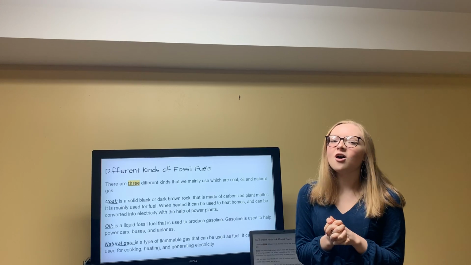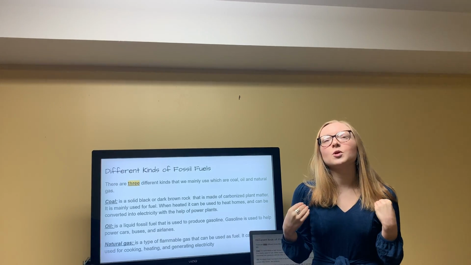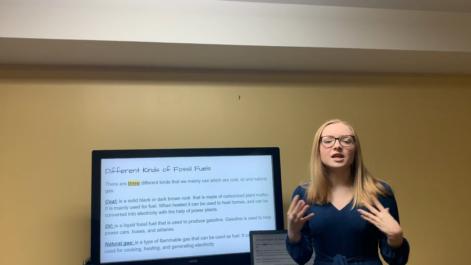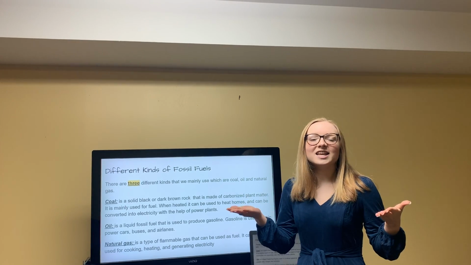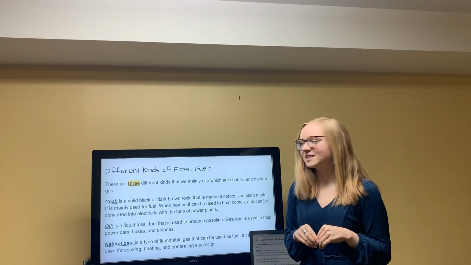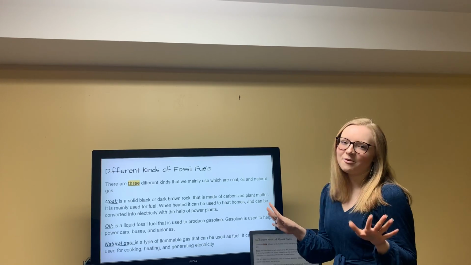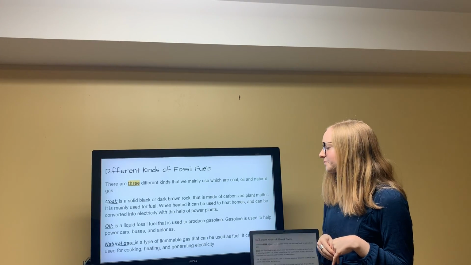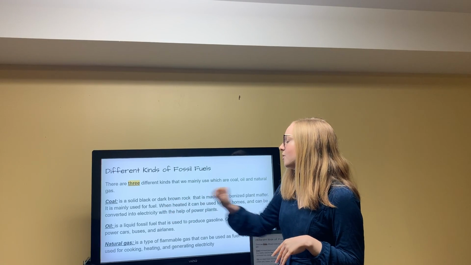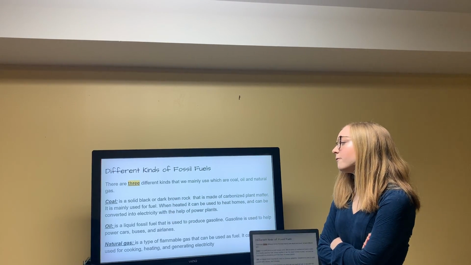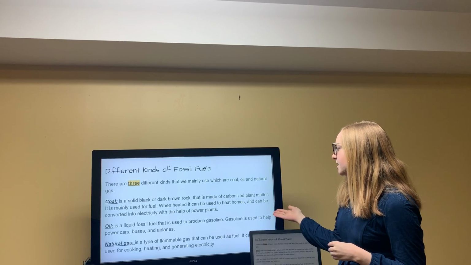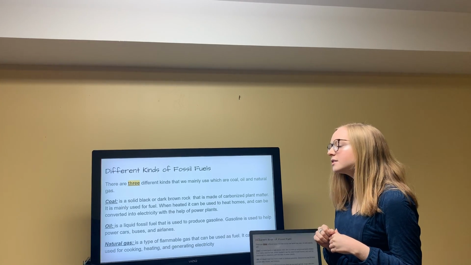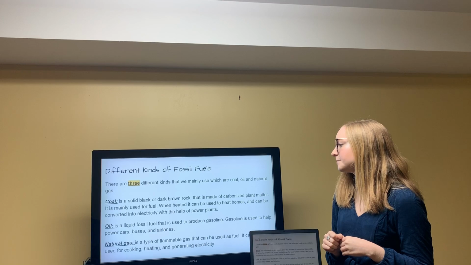plants. Now, oftentimes, when you hear the word coal, you might not think of energy. You might think of Christmas and the bad kids getting coal for Christmas. But that's not what I'm talking about here. The next is oil. Oil is a liquid fossil fuel that is used to produce gasoline. Gasoline is used to help power cars, buses, and airplanes.